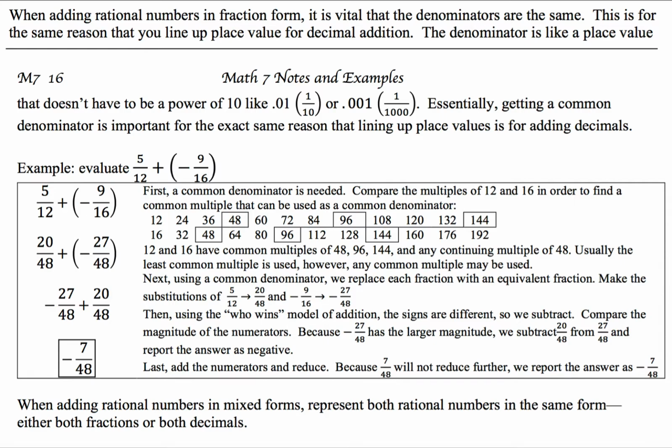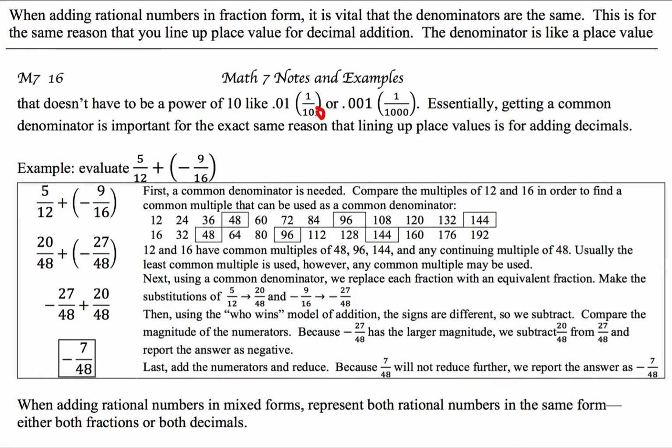That doesn't have to be a power of 10. Like 0.01 is actually 100th. That's actually written wrong. That's actually 100th. And 0.001 is 1,000th. Generally, getting the common denominator is important for the exact same reason lining up place values is for adding decimals. You want to add tenths to tenths and hundredths to hundredths and tens to tens. That's why you line up your decimals. In fractions, you need a common denominator so that you're adding up common sizes of pieces.